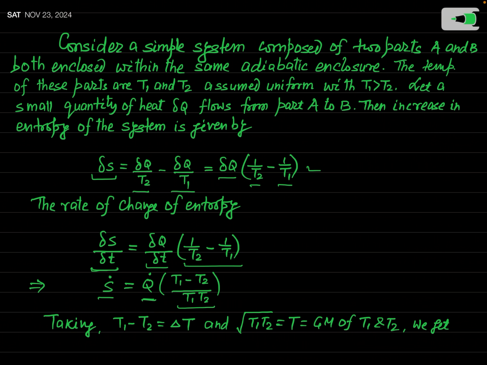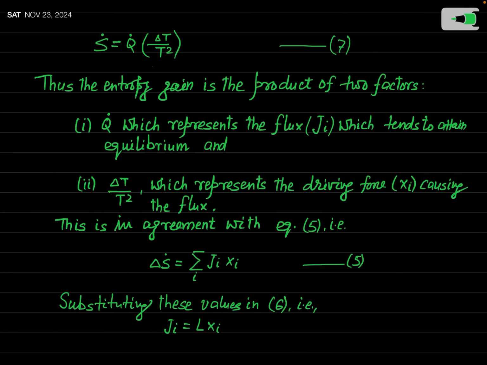Now you know T1 is the temperature of part A and T2 is the temperature of part B, and T1 is greater than T2. So T1 minus T2 is the difference of temperature of the two parts, and we denote this difference by the symbol delta T. And we also assume that the square root of T1 times T2 is equal to T. This is simply the geometric mean of the temperatures of the two parts of the system. Now under these notations, this result can be written as S dot equal to Q dot times delta T over T square.